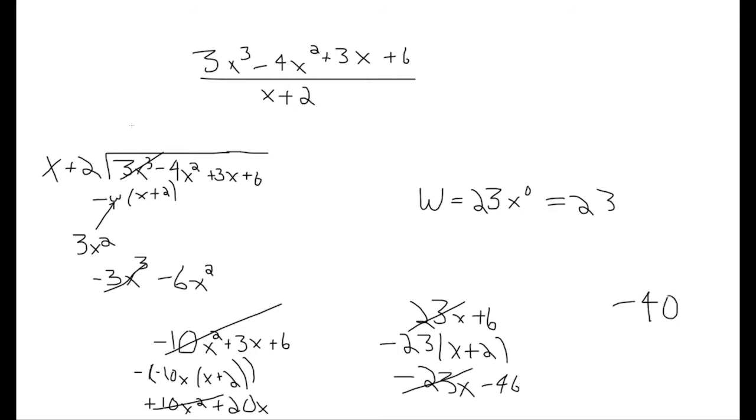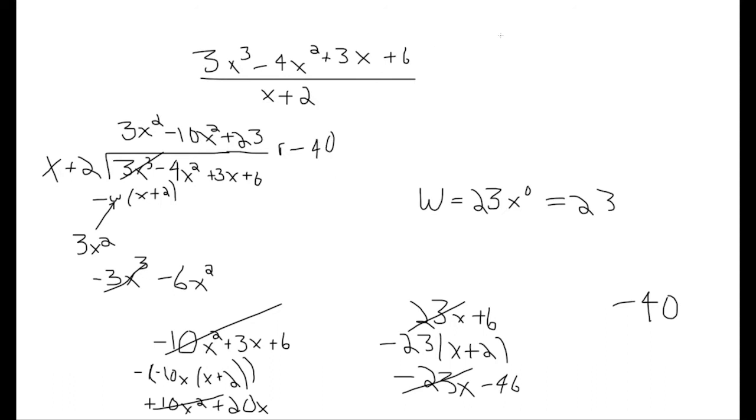And whoops, I forgot to write my w's at the top. So we got 3x squared. I should have done that. Then we had minus 10x squared. And we had plus 23. And then we have a remainder of negative 40. Okay.